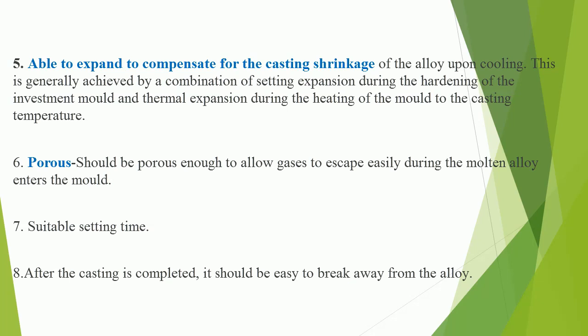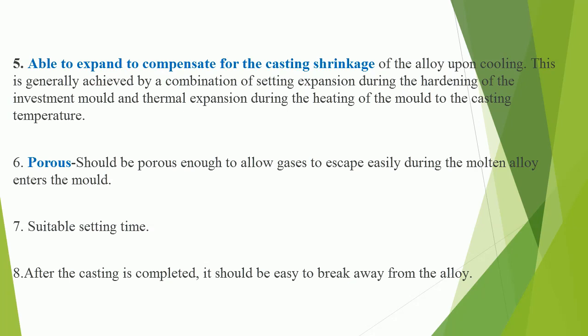A very important requirement is that it should be able to expand to compensate for the casting shrinkage. As you all know, molten metal alloy, upon heating, obviously becomes molten, and then as soon as it starts cooling, it tends to contract or shrink. Now, if we don't do anything about that, our final prosthesis that we will get after investment will be undersized because of the shrinkage.